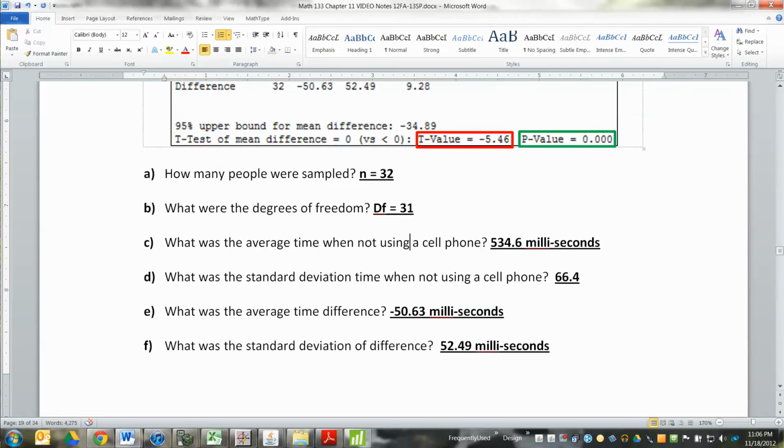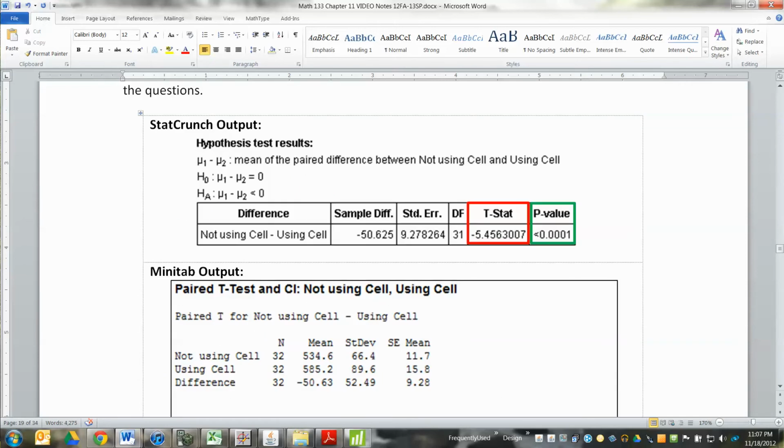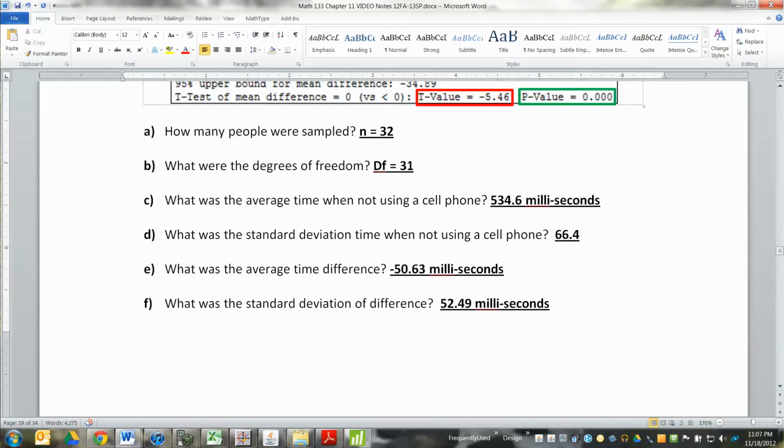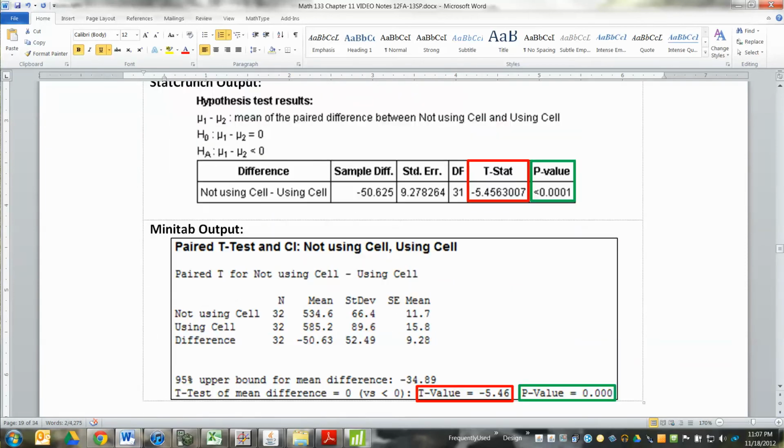That said, for the next two, E and F, I could do those from StatCrunch or Minitab. The average time difference is down here, negative 50.63, or here, negative 50.63, for the sample difference. And then the standard deviation is 52.49, right there. Oh, they don't give it to you. Oh, they give you the standard error.